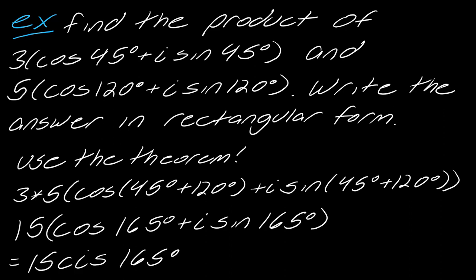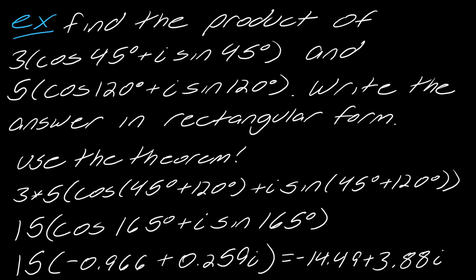So we'll just do that, and we get 15 cosine of 165 plus i sine 165, and so I get this or this. And then if I wanted to write that in rectangular form, all I would have to do is, so this 165 is not on the unit circle, so I have to use a calculator to help me with this. So here are the approximations of those measures, and then multiply them by 15 to get this answer here. So that would be it if I wanted the answer in rectangular form. Okay, so that covers the product theorem.